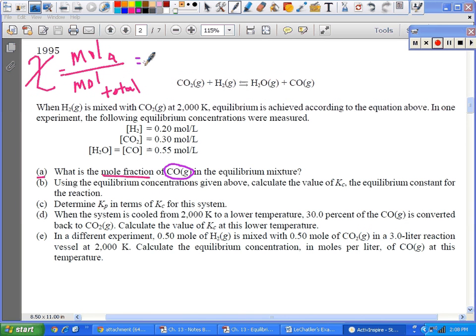Well, here's the good part about mole fractions. You can use molarities in mole fractions. So you can use a molarity in chi. What is the molarity of CO? Good. So it's 0.55. What is the total amount of moles?